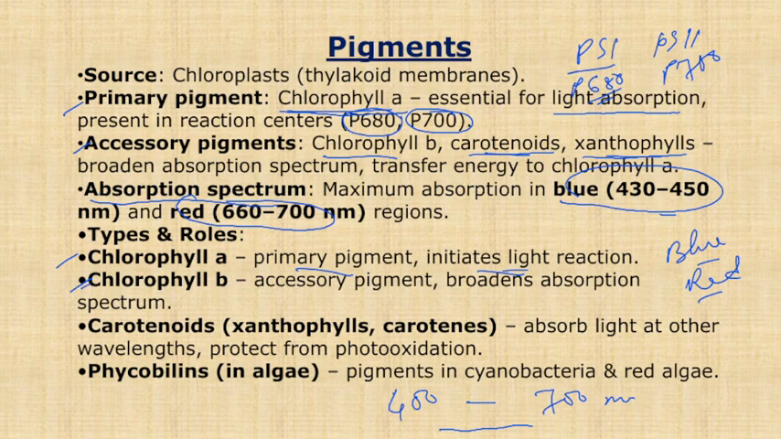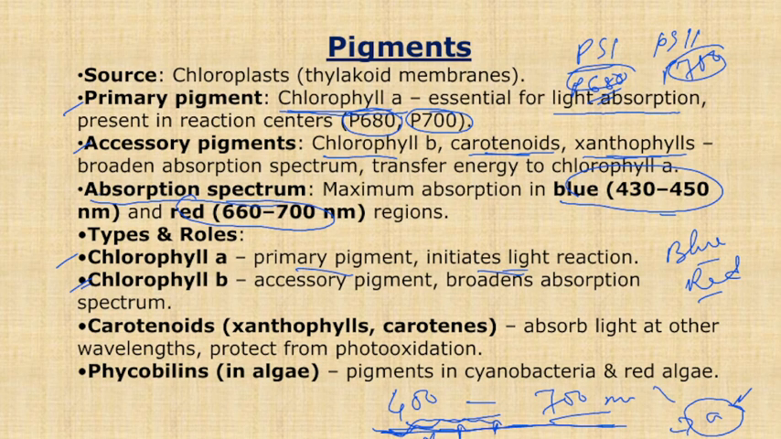Then chlorophyll B: since we have sunlight from 400 to 700, and my chlorophyll A molecule absorbs at 680 and 700, we have lots of wavelengths left. So these accessory pigments absorb sunlight from the remaining portions and pass it to my chlorophyll A. That's why it is called the reaction center, or primary molecule, that initiates the light reaction. So all of them will capture the sunlight and transfer that energy to the chlorophyll A molecule that will initiate the reaction basically.